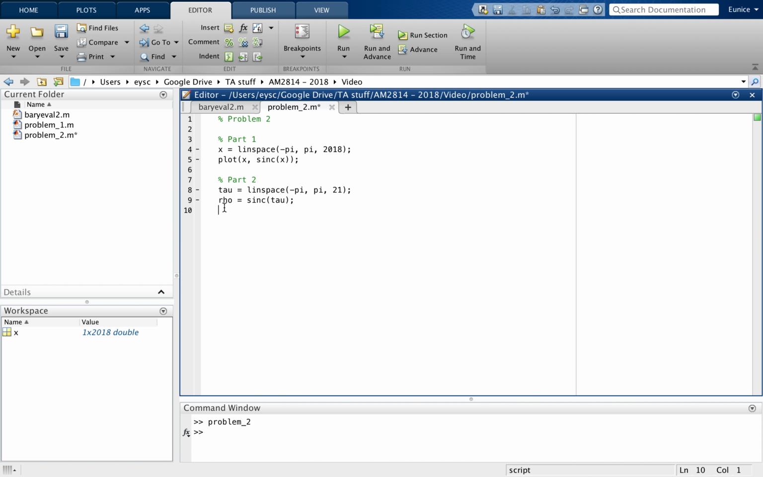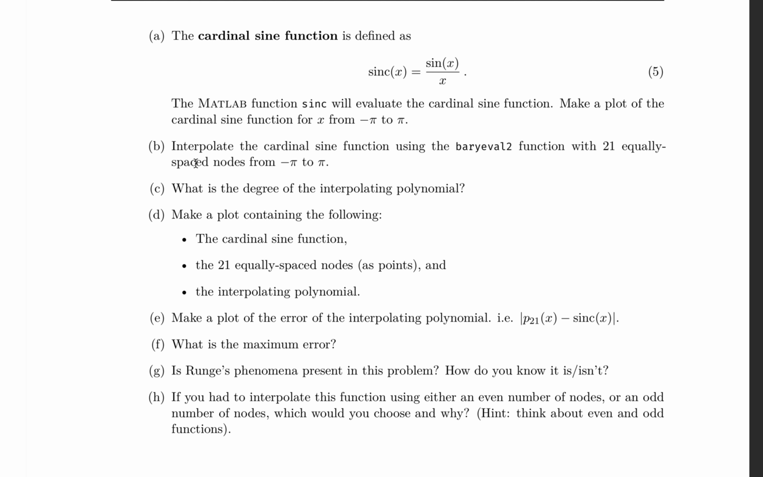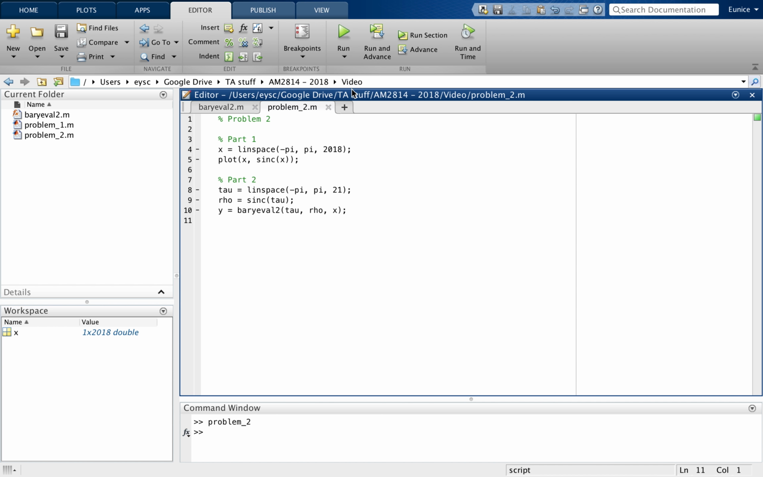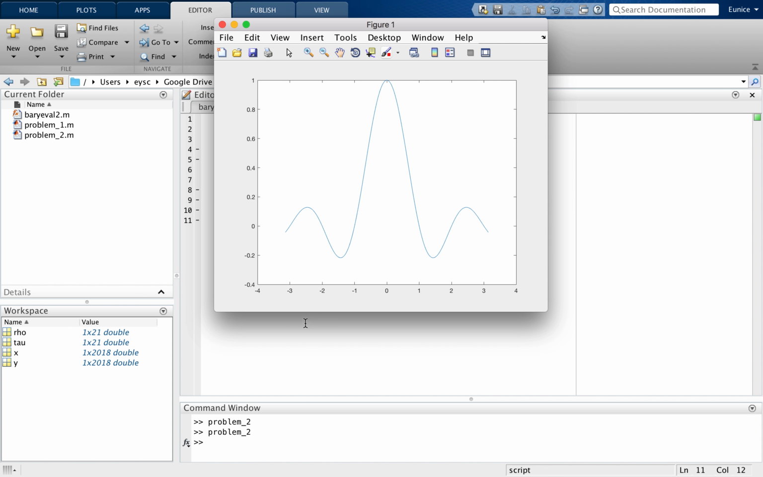So we have our taus and our rhos, and we also need our x. We can actually reuse our x from the previous one, which is great, so we don't need to redefine what x is. Now we can say y is equal to Berry eval to tau, rho, and x. That's all for now. So we can go ahead and run this. Let's just plot to see whether we get something, and we get something similar to what we had earlier.